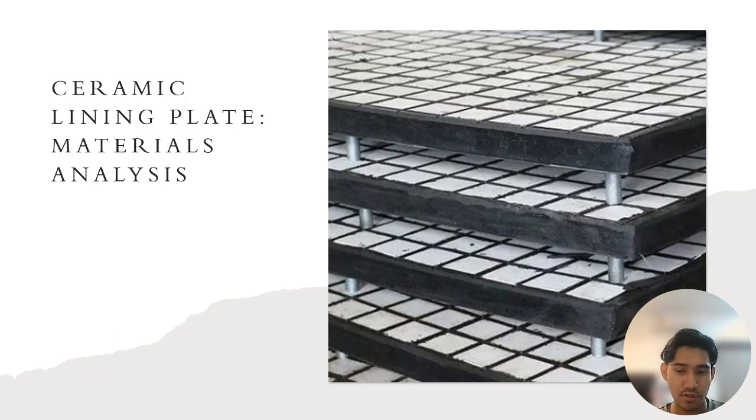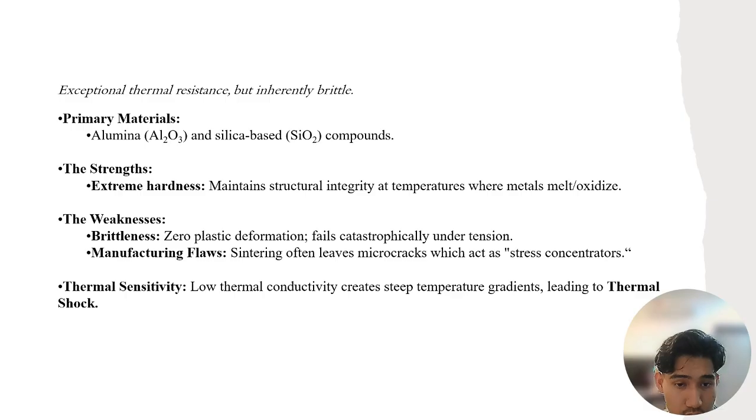So moving on, first we're going to go one by one for the materials. First of all, we have ceramic lining plates. The material analysis: as you can see here on the slide, it has exceptional thermal resistance but is inherently brittle. Primary materials, alumina and silica-based compounds. The strengths: extreme hardness, and it maintains structural integrity at temperatures where metals melt or oxidize.